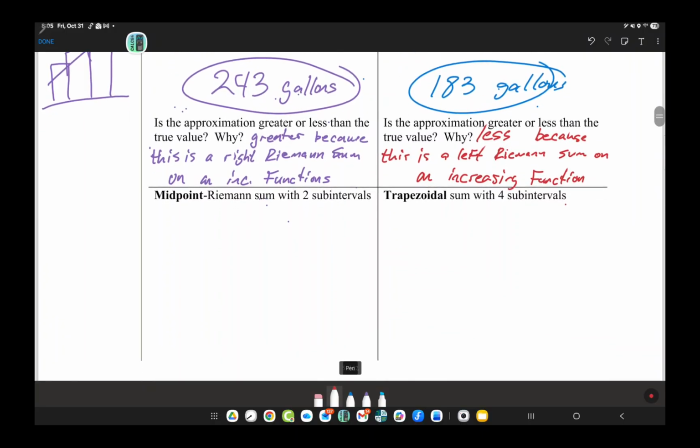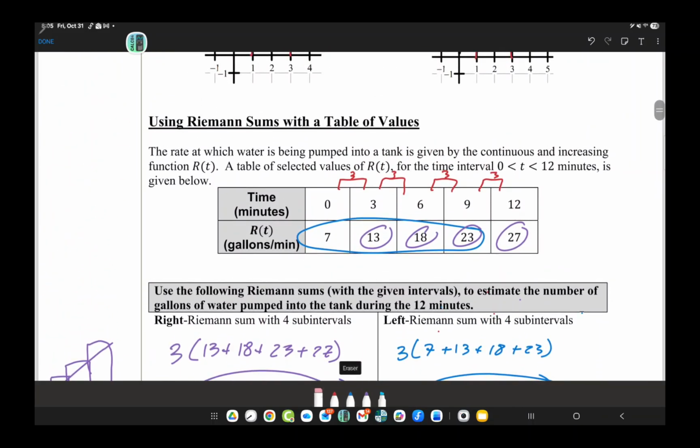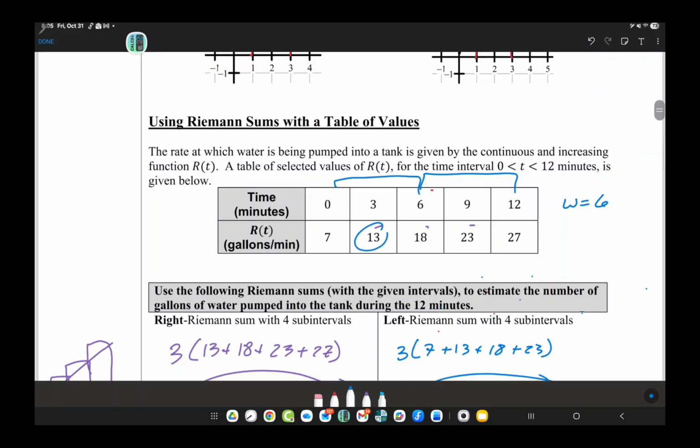Now, for the midpoint, in this case, it's a little harder because we don't actually have the midpoints, so we would have to actually use the midpoint formula, which is the average between the two. Now this is only with two subintervals, so actually that makes this a bit easier. I'm doing this with two subintervals. That means I'm going from 0 to 6 and then from 6 to 12. So my width is 6. And I use the middle values.